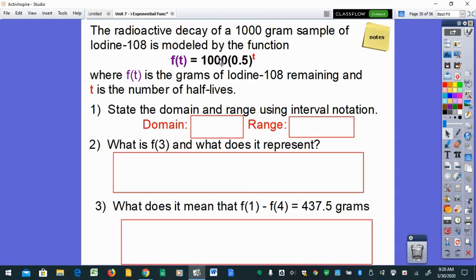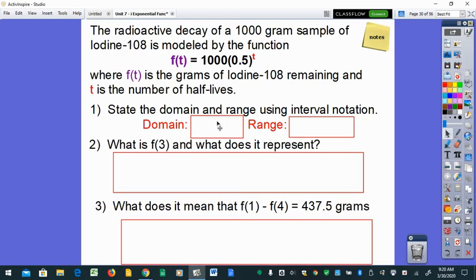So you can see there's the start amount. You can see there's the 0.5, 50% is going to be lost and 50% is going to remain. T is going to be the number of half-lives, and F of T is going to be the grams of iodine 108 remaining. So let's talk about what possible numbers could be in the domain, which means what numbers could T take on, like up here. If you think about it, the smallest number that you could have for the number of half-lives would be 0. And the largest number is, we don't know.